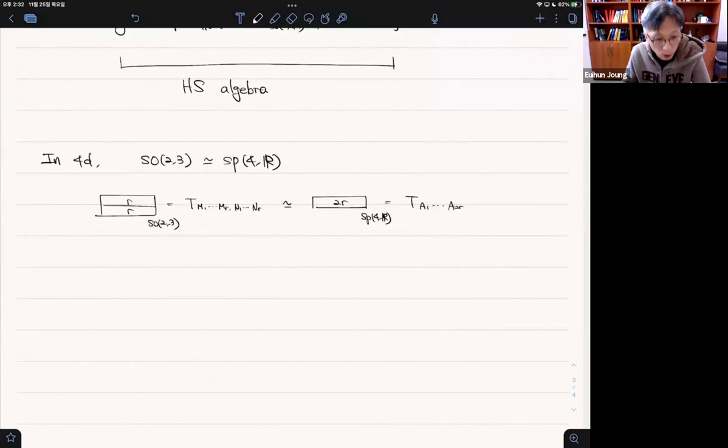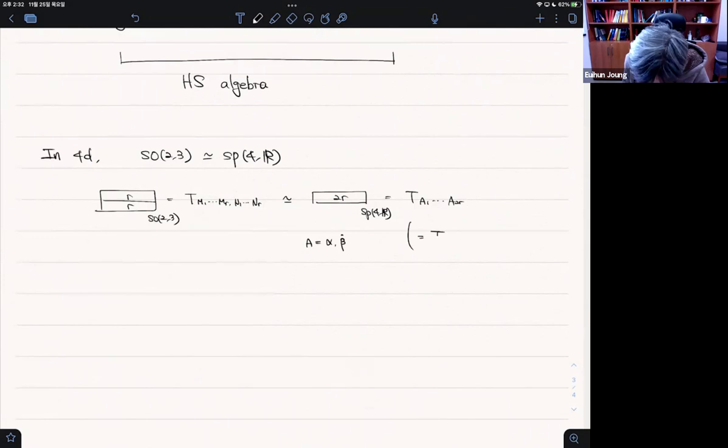But what is more common is that we divide this A index into two groups. A takes 4 values, but we often divide it into alpha and beta dot, so 1, 2 and 1 dot, 2 dot. And then we often describe this as T with alpha 1 to alpha M, and beta dot 1 to beta dot N. We do it sometimes like that.